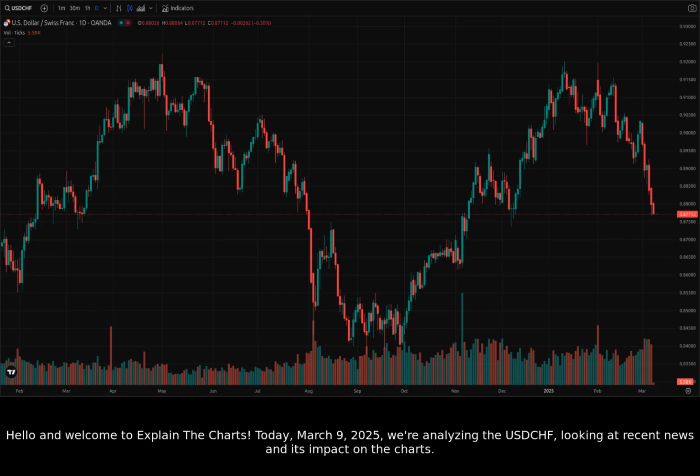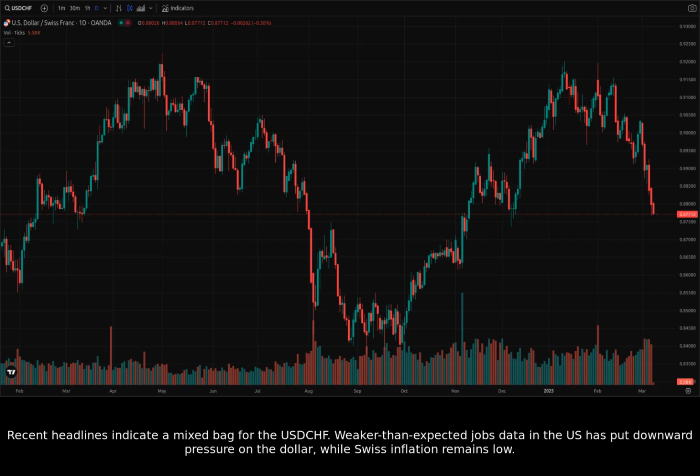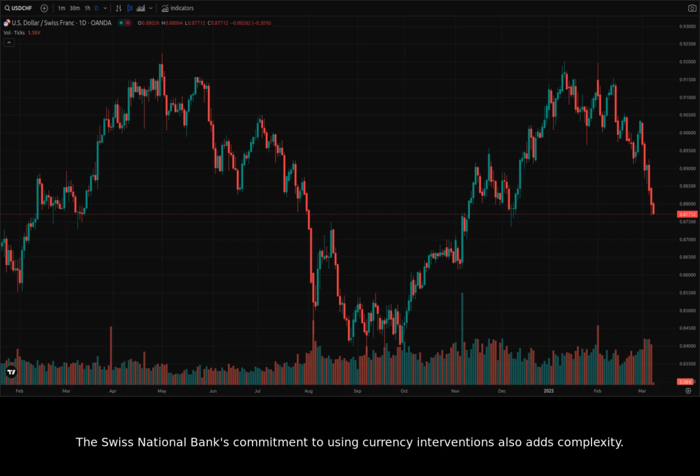Today, March 9th, 2025, we're analyzing the USDCHF, looking at recent news and its impact on the charts. Recent headlines indicate a mixed bag for the USDCHF. Weaker than expected jobs data in the US has put downward pressure on the dollar, while Swiss inflation remains low. The Swiss National Bank's commitment to using currency interventions also adds complexity. Let's move to the charts and see how this is all reflected in price action.